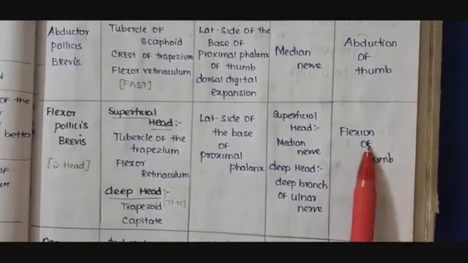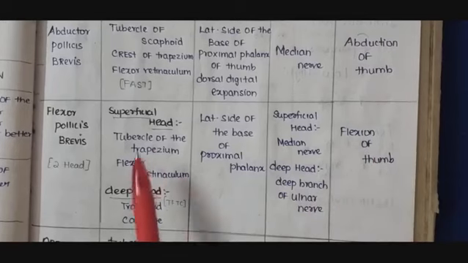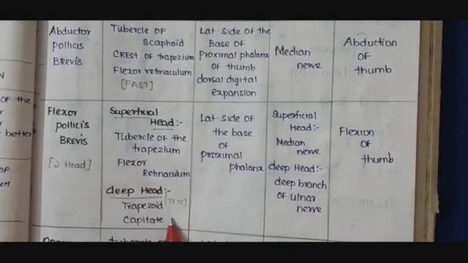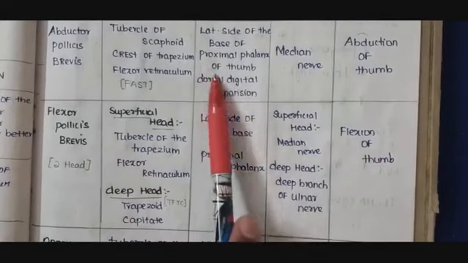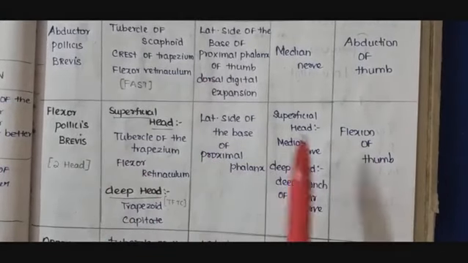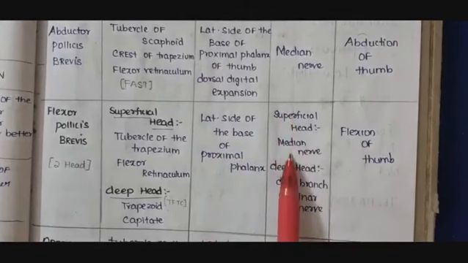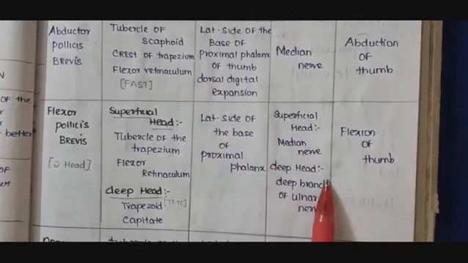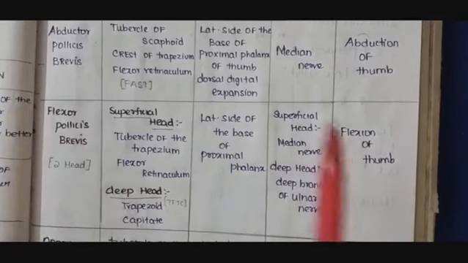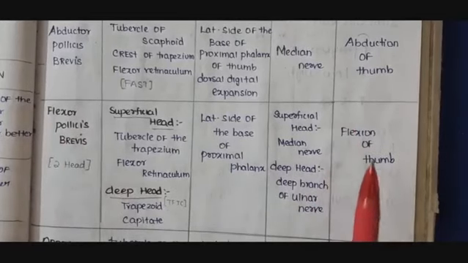but flexion of thumb. So, in order to remember the origin, you have to remember the mnemonic TFTC. Insertion, same as that of abductor pollicis brevis. Nerve supply, the superficial head is supplied by the median nerve and the deep head is supplied by the deep branch of ulnar nerve. And the action, as the name suggests, it is concerned with the flexion of thumb.